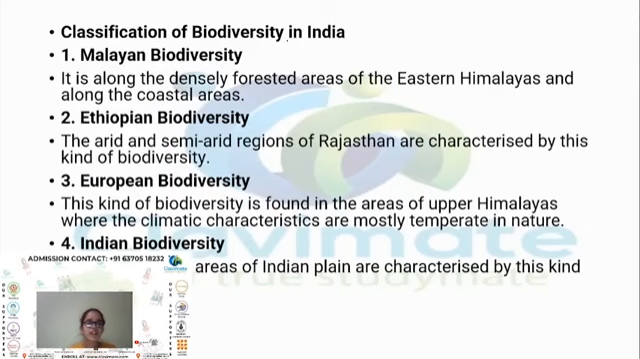And coming to the classification of biodiversity in India, it is like Malayan biodiversity. It is along the densely forested areas of the eastern Himalayas and along the coastal areas, so that's the name Malayan biodiversity. Ethiopian biodiversity is in the arid and semi-arid regions of Rajasthan. European biodiversity is found in areas of the upper Himalayas. Okay. Indian biodiversity is in dense forest areas of the Indian plain.